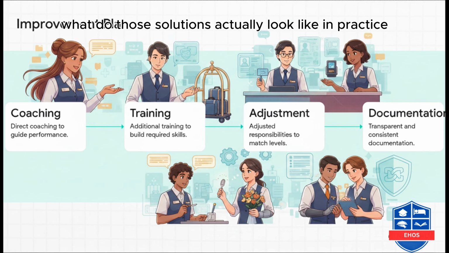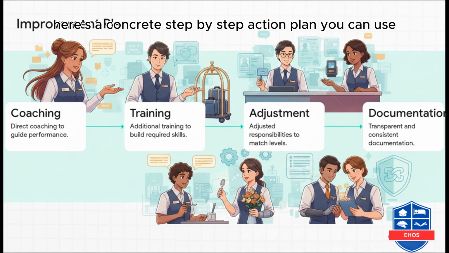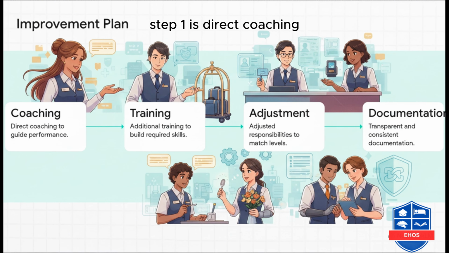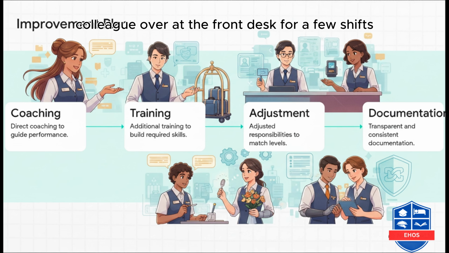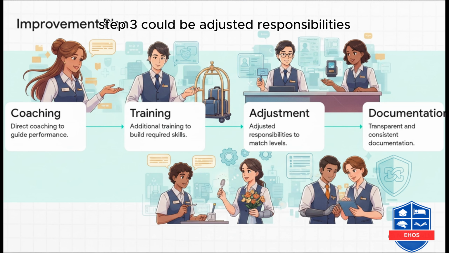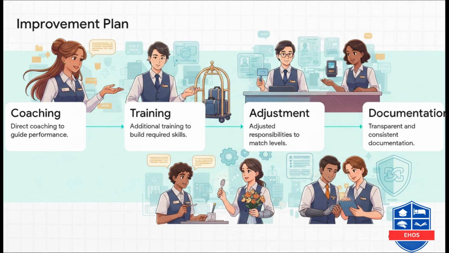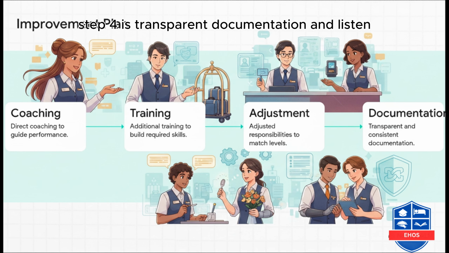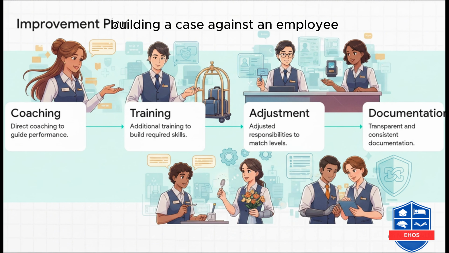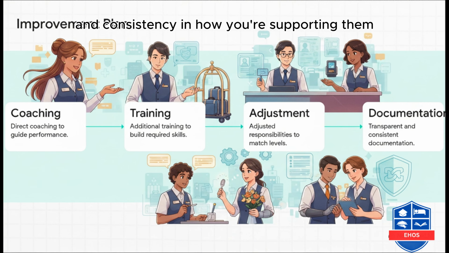So, what do those solutions actually look like in practice? Here's a concrete, step-by-step action plan you can use. Step 1 is direct coaching. Step 2 might involve additional training, maybe having them shadow a senior colleague over at the front desk for a few shifts. Step 3 could be adjusted responsibilities, just to better match their current skill level while they get up to speed. And finally, step 4 is transparent documentation. And listen, documenting these steps isn't about quietly building a case against an employee to fire them, not at all. It's about ensuring absolute transparency and consistency in how you're supporting them.